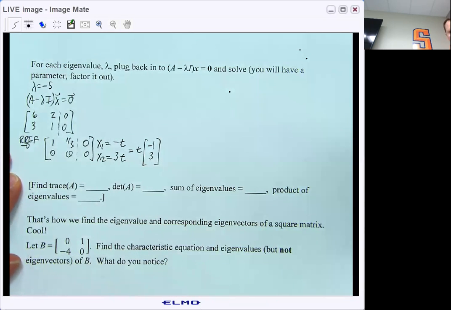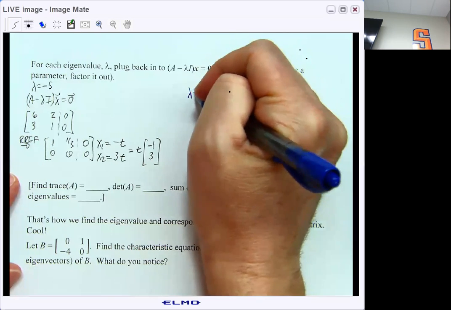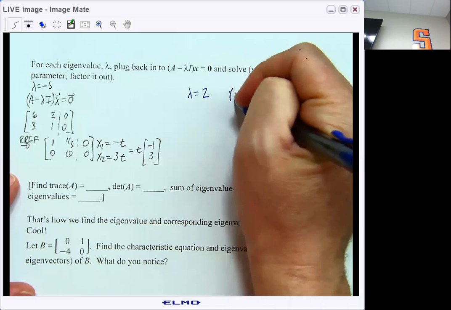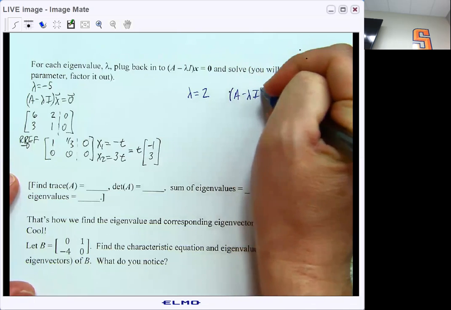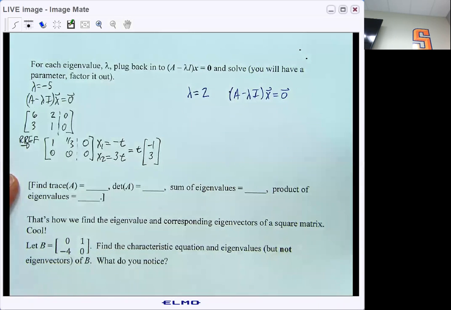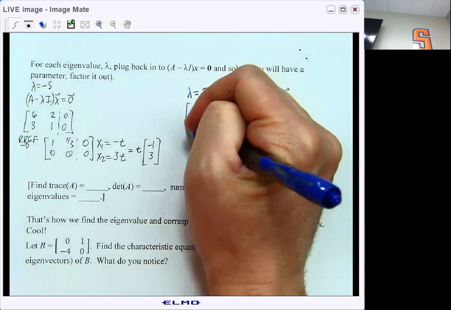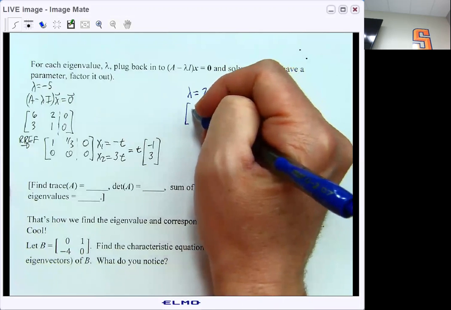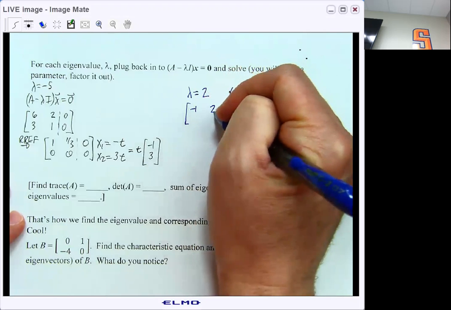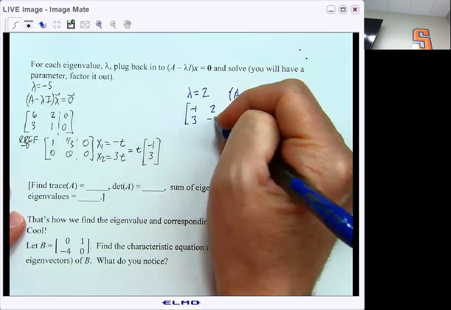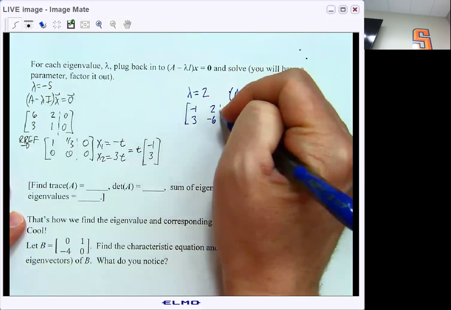What about the other one? What about lambda equals 2? Again, if we plug that into the (A minus lambda I) times x equals 0 vector system, we're going to get 1 minus 2 is negative 1, 2, 3, and negative 4 minus 2 is negative 6.